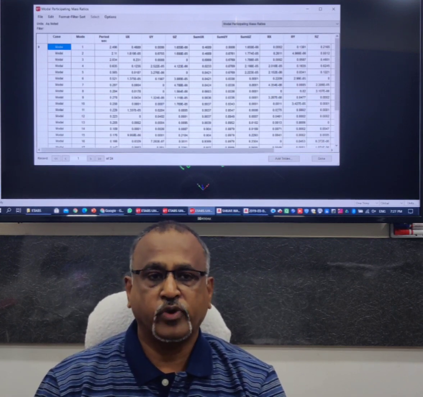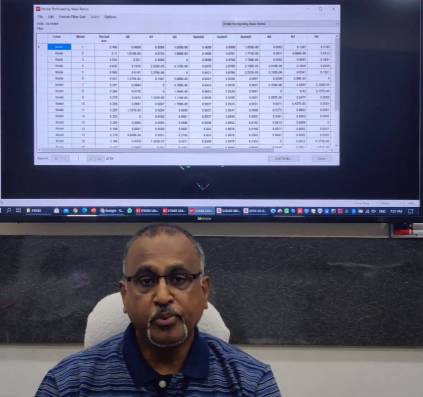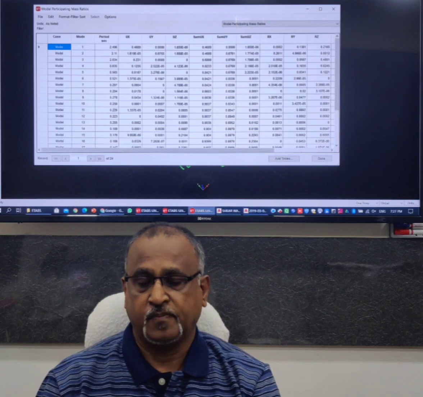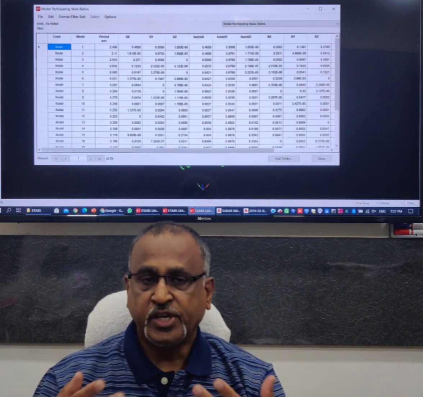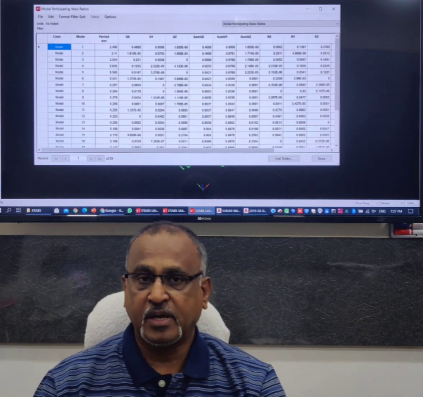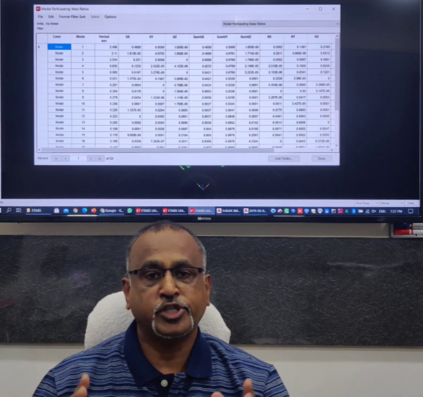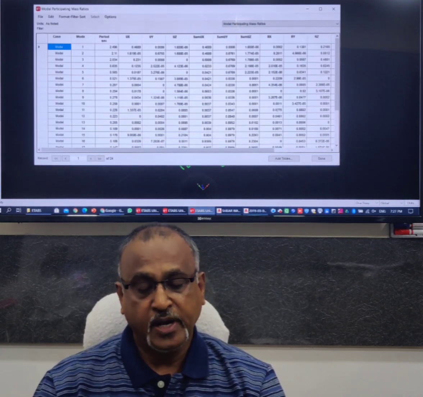But if this structure had been more than 50 stories, or in general if we require to improve the dynamic behavior of this structure, we'll undergo an exercise today and see how to improve the dynamic behavior. That means how to reduce the torsional effects in that particular building.